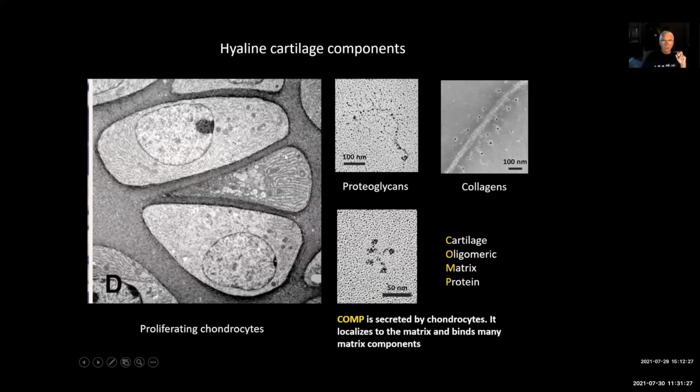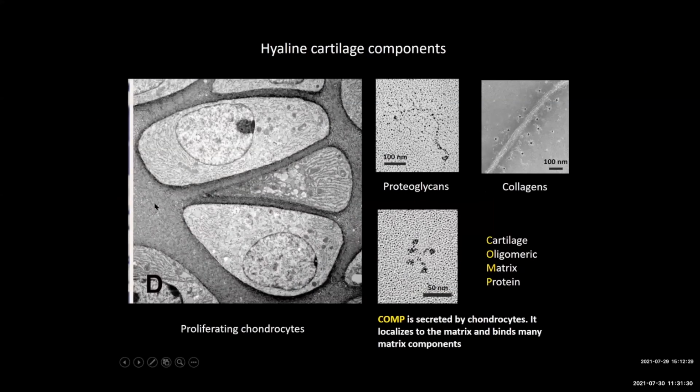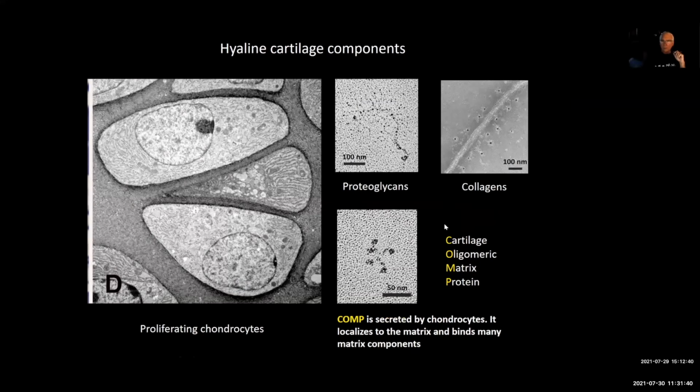This is an image of ruthenium hexamine trichloride fixed material, cartilage growth plate. These are the chondrocytes. But within this matrix are also proteoglycans. There's a number of different collagens. There's also this cartilage oligomeric matrix protein. Now, this protein we call COMP. It's secreted by these chondrocytes and localizes to the matrix and binds many of these other matrix constituents.